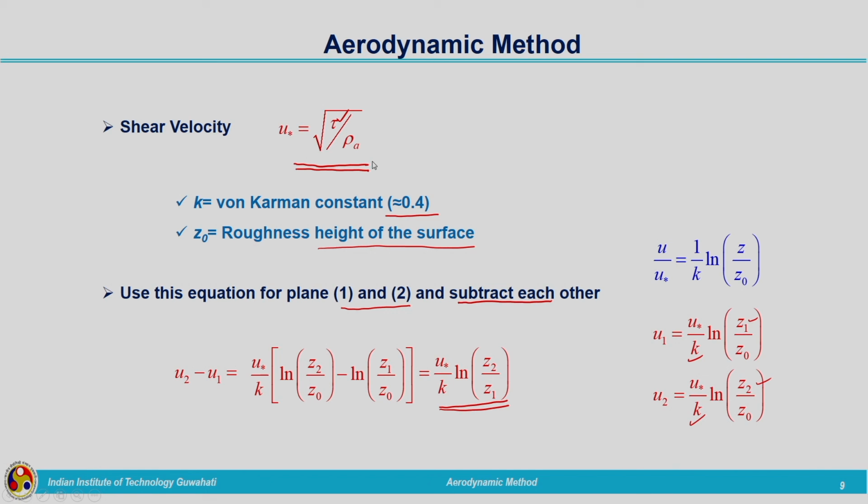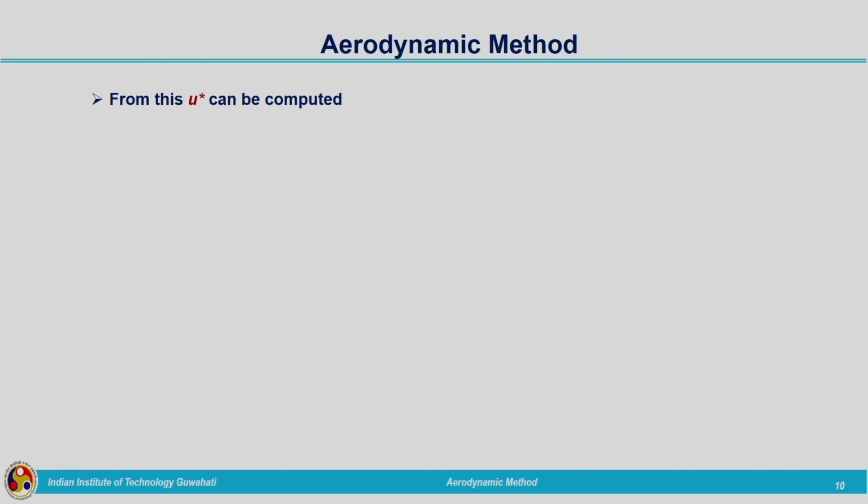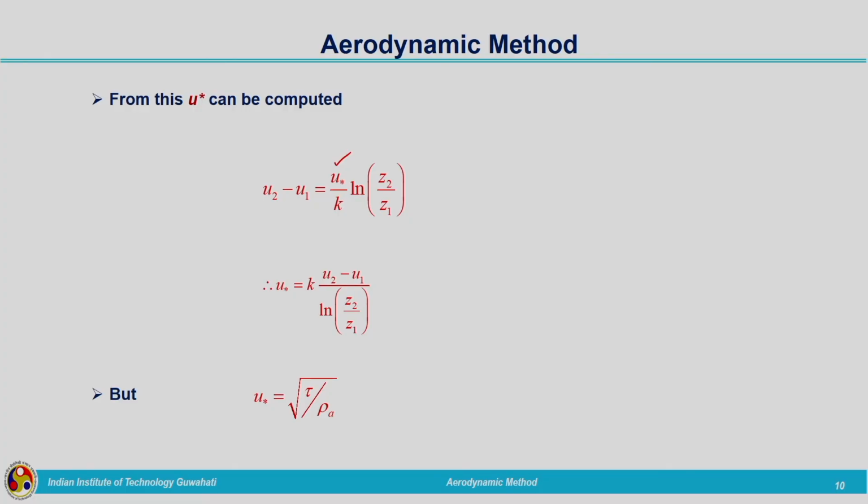Here we are having the shear velocity. Now, from this expression we are going to get the expression for shear velocity u star. Rearranging the equation, u star is equal to k times u2 minus u1 divided by ln z2 by z1. And then we will substitute the expression containing momentum flux here, and from that we can find out the expression for momentum flux. So, everything is converted in terms of wind velocity.